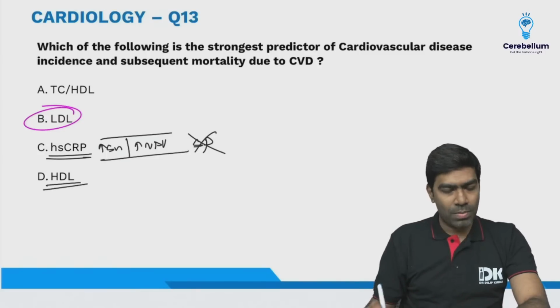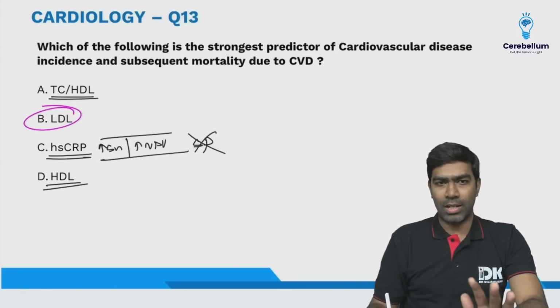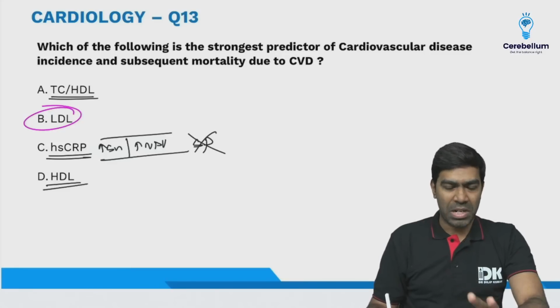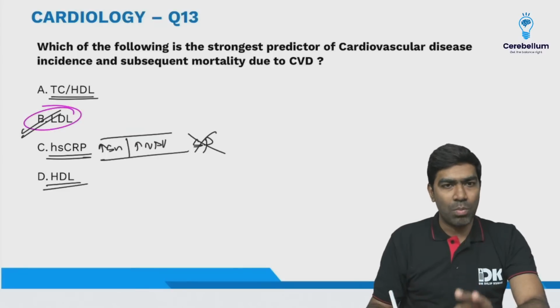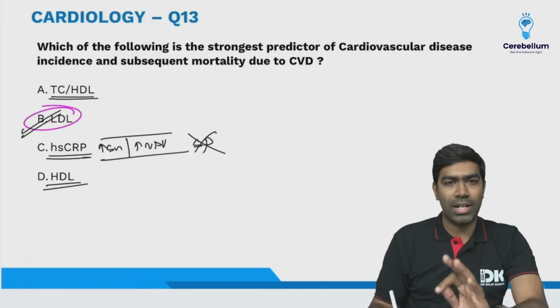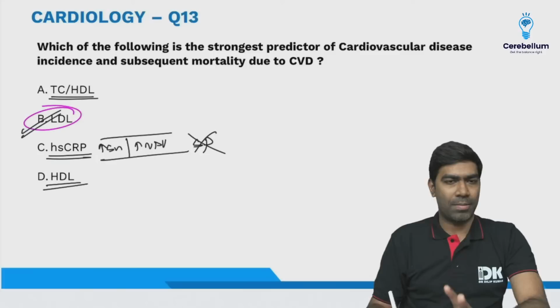HDL is not at all a good marker. Whether you have low HDL or not doesn't matter. Total cholesterol by HDL is only in low resource settings. As an alternative to LDL, you can use TC by HDL ratio. But LDL is the single most important powerful marker of cardiovascular disease. That's why all the targets with regards to statin use will be based on LDL.